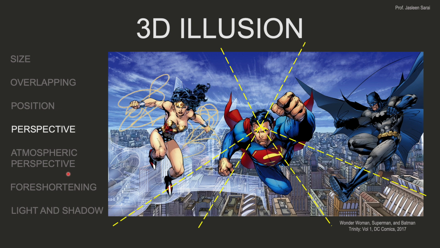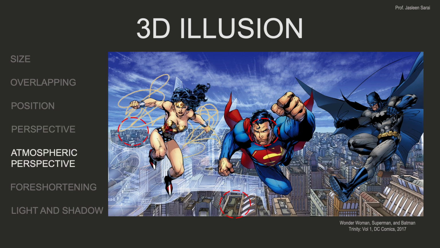Then we have atmospheric perspective. Basically, I've circled 2 places here. Something that is close to us, this building down here, and then something that's really far, the group of buildings back there. What atmospheric perspective does is this: things that are really close to us are going to be shown in greater detail.